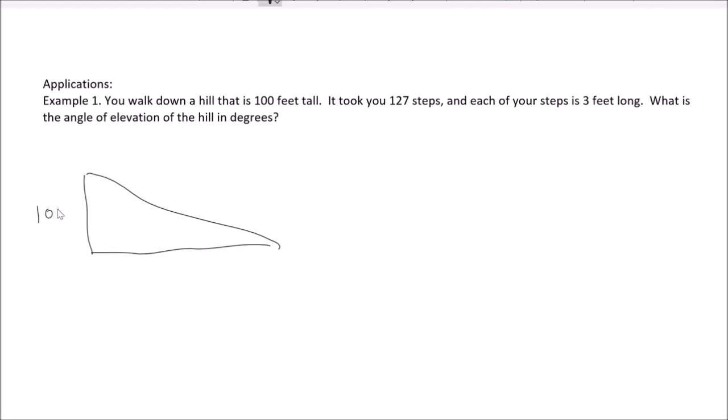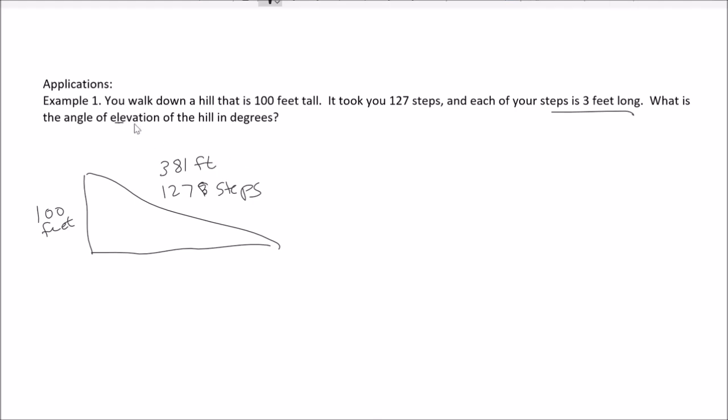So my hill is 100 feet. And I'm walking 127 steps. I'm putting it up here because I'm not walking underneath the hill. I'm walking on the hill. So not feet though, that's steps. The first thing that should jump out is, uh-oh, those units are not the same. So we need to make them the same. They said each of my steps is 3 feet long. So that would just be 127 times 3. That would be 381 feet.